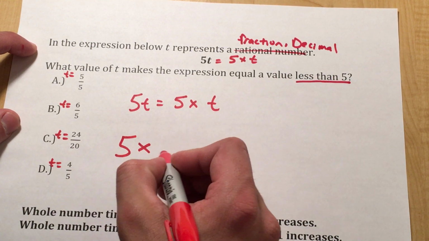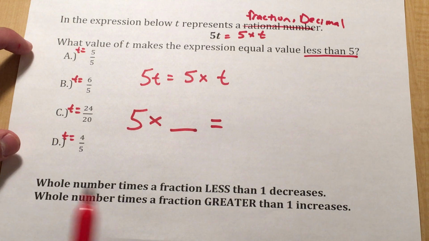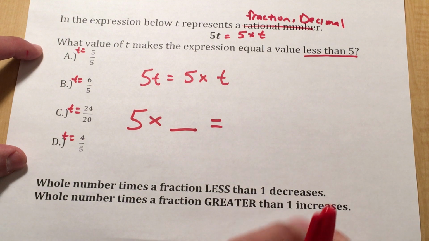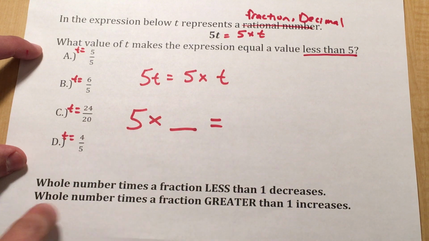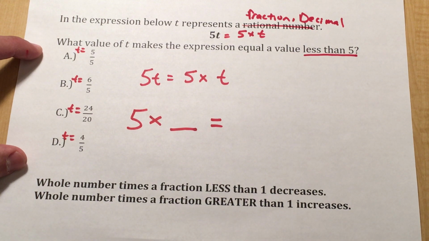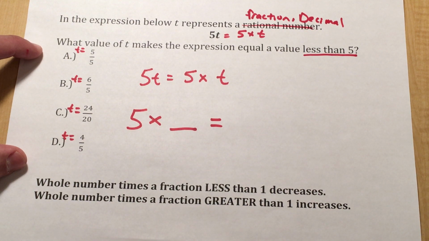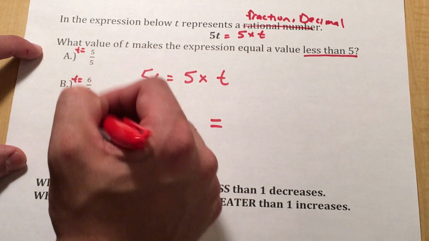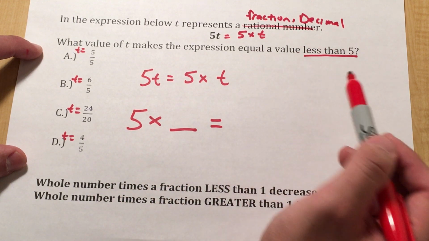So 5 times what number is going to give you a value that's less than 5? Well, from the previous lessons or videos that we've seen, we know that whenever we multiply a whole number times a fraction that's less than 1, it decreases. It makes our whole number smaller. Whenever we multiply a whole number times a fraction greater than 1, it makes it bigger. So the question that I want to ask you guys is, which one of these fractions has a value that is less than 1? Because it's asking here, if we were to multiply t, which could be any of these fractions, times the number 5, what would give us an answer that's less than the number 5?